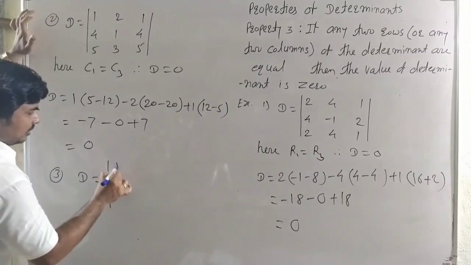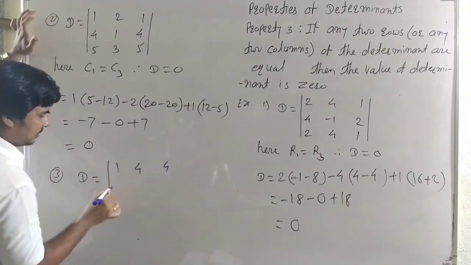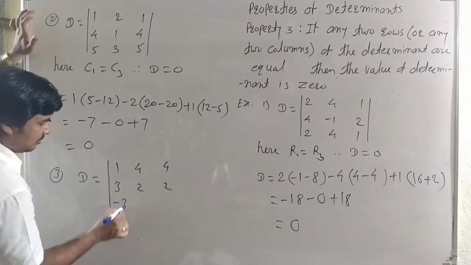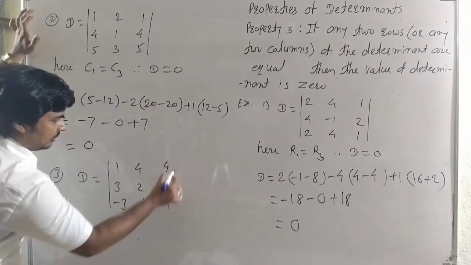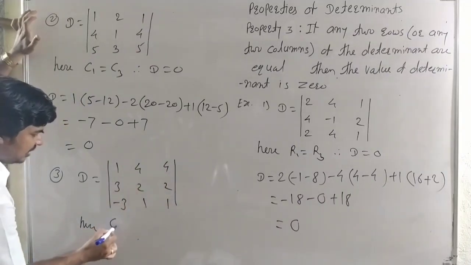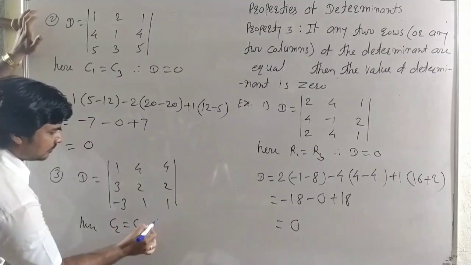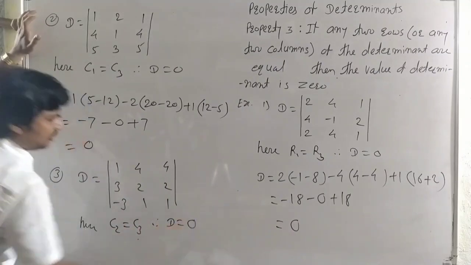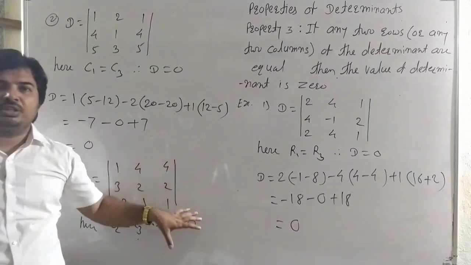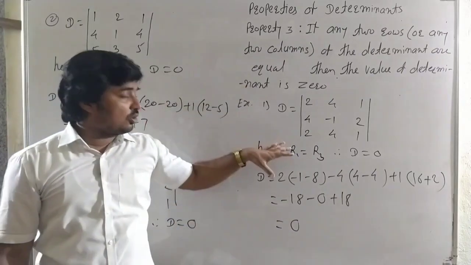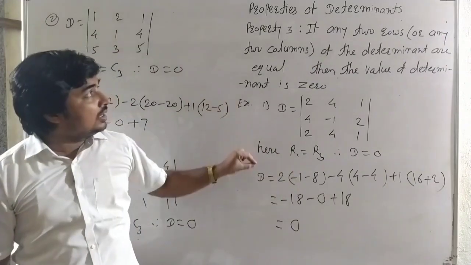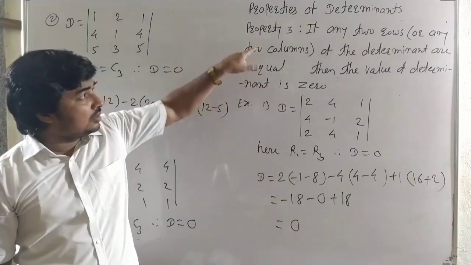Here 1 4 4, 3 2 2, minus 3 1 1. Here C2 is equal to C3, and therefore the determinant is equal to 0. C2 and C3 are the same, then the value of the determinant is 0. Any two rows or any two columns are the same, then the value of the determinant is 0. See carefully this property.